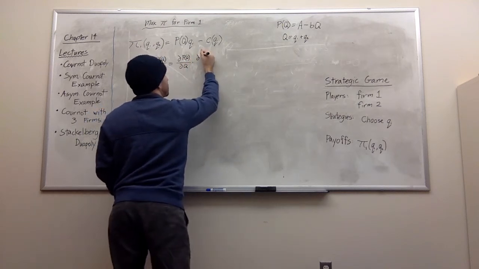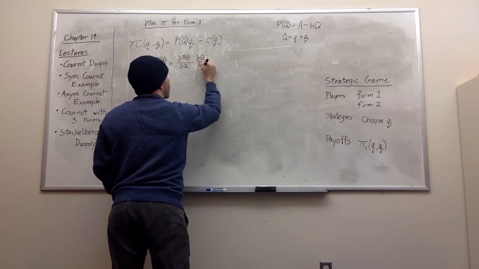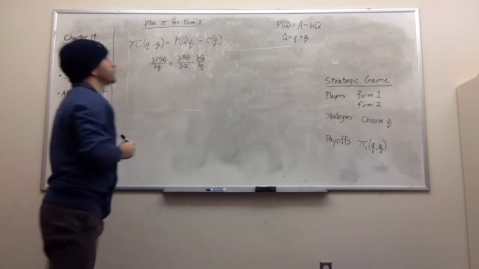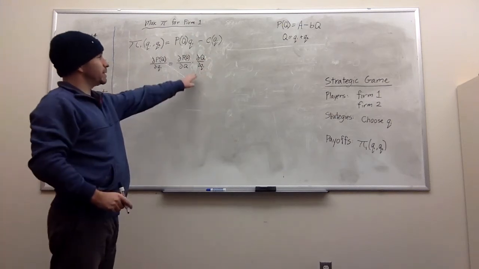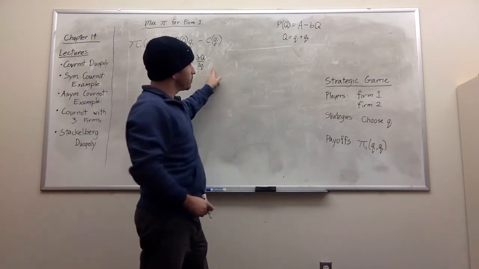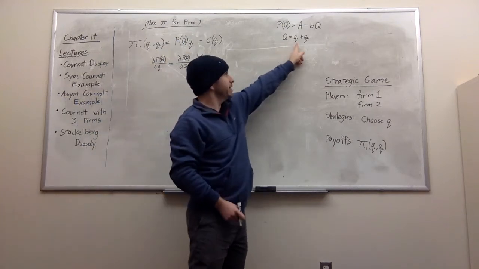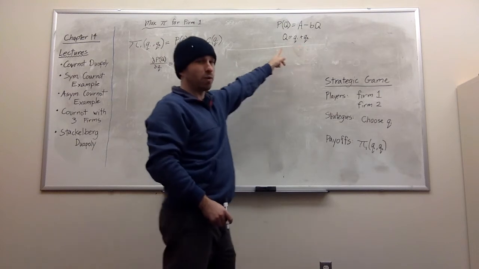By the chain rule, really. However, this is very straightforward when you think about it, right? Because the derivative of big Q with respect to little q, regardless of which one I'm taking a derivative with respect to, is just equal to 1.